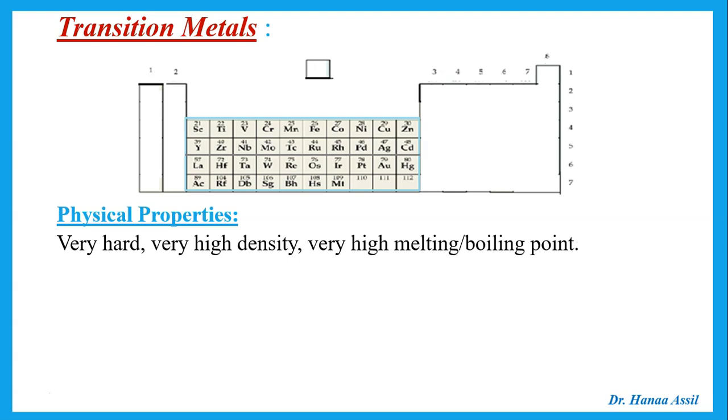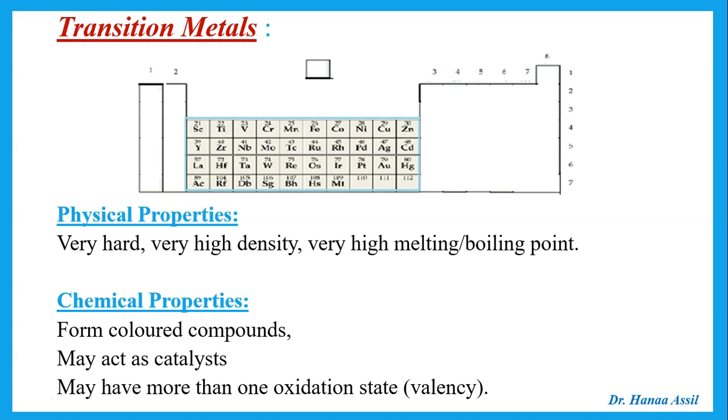So comparing any transition metal with any of the other metals in group 1, 2, or 3, the ones in the transition block will be harder, with higher density and higher melting point. Remember, these are the physical properties. If we're talking about chemical properties, the transition metals are elements that can form colored compounds. They may act as catalysts, so they speed up reactions, and they may have more than one oxidation state or valency, and we will be talking about that in the next part.